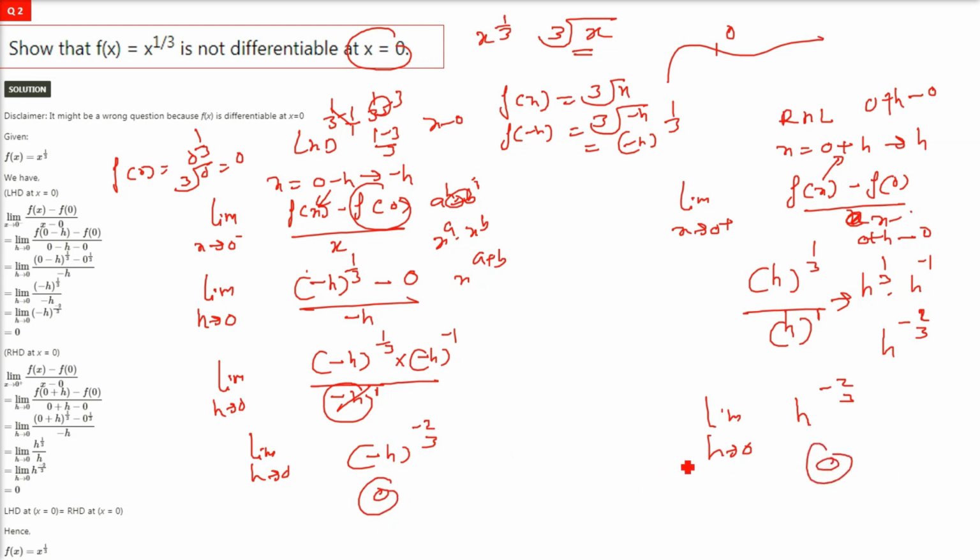When they are equal, that means this x raised to 1/3 would be differentiable at x equals to 0. So this question, I don't know, in our solution it is coming as equal. The question is saying show that it is not differentiable at x equals to 0. In our case, both are coming 0, so it may be differentiable. We don't know, but as the solution goes, it is differentiable. Right?